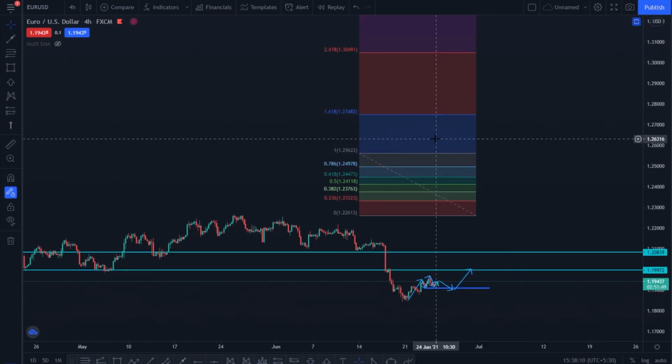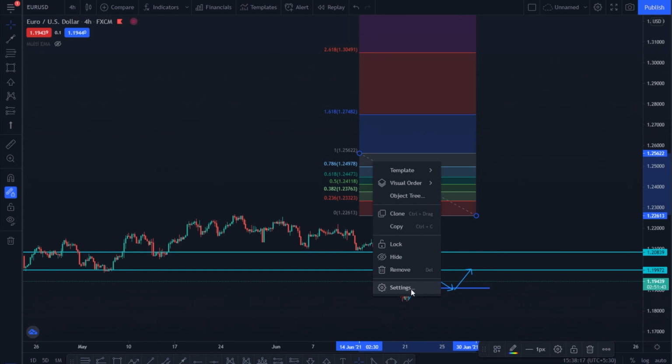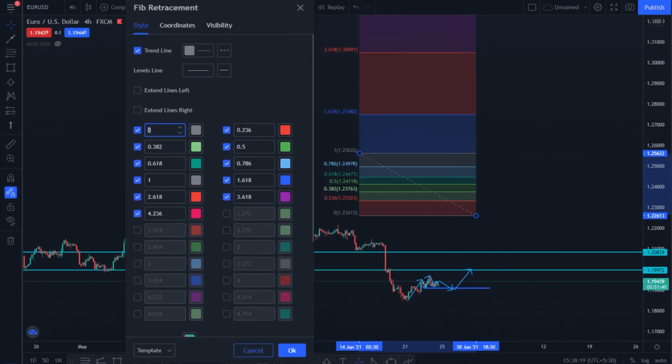Now if you like it, keep it. But if you don't like it, right click on this dotted line and go to settings, and then you can see it over here. 236 is also a Fibonacci level which I do not use for various reasons, but I'm going to keep 382, 50, 618, 786. 886 is missing, so I'm going to add that, and I don't want any extension levels, so I'm going to remove all these.